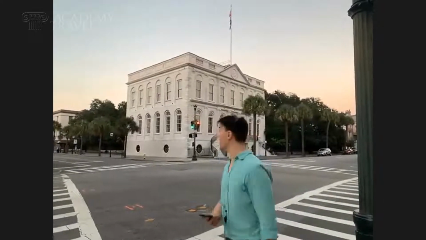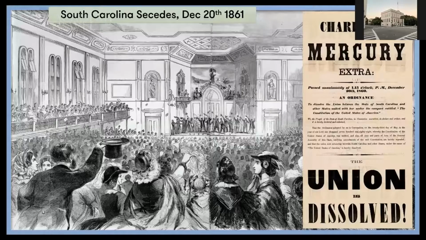And so they do. They meet in the Charleston City Hall in December of 1860, and they formally pass a motion to secede from the United States. The Charleston Mercury carries the headline, the most famous headline perhaps of American history: "The Union is dissolved." The Charleston Mercury publishes just down the street from here still today.